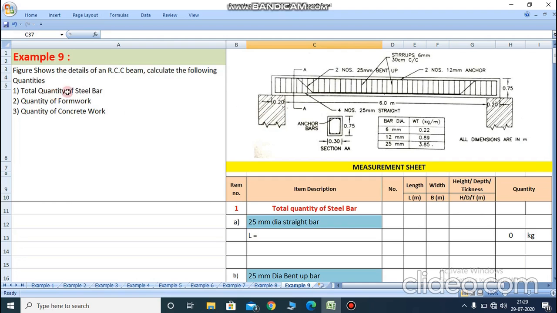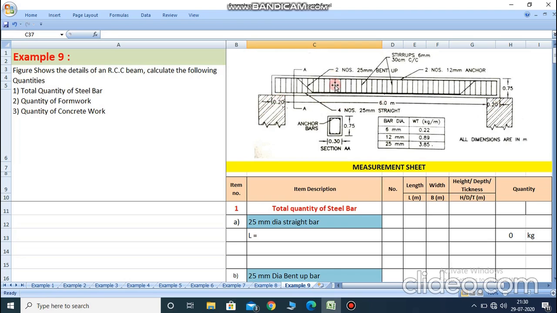So first is the total quantity of steel bar, second is the quantity of formwork, and third one is the quantity of concrete work. So here in this figure you can see the RCC beam. This part is the beam part, and here wall 1 and 2 are given as supports. The wall thickness is not given, but the RCC beam support is 20 centimeter on the left side and 20 centimeter on the right side.